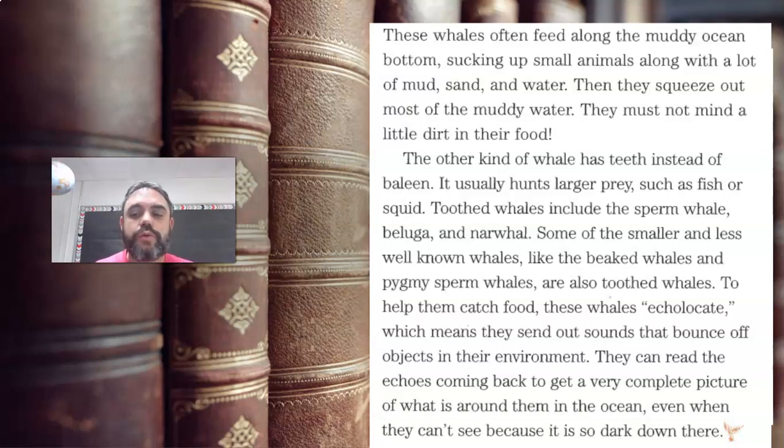To help them catch food, these whales echolocate, which means they send out sounds that bounce off objects in their environment. They can read the echoes coming back to get a very complete picture of what is around them in the ocean, even when they can't see because it is so dark down there.